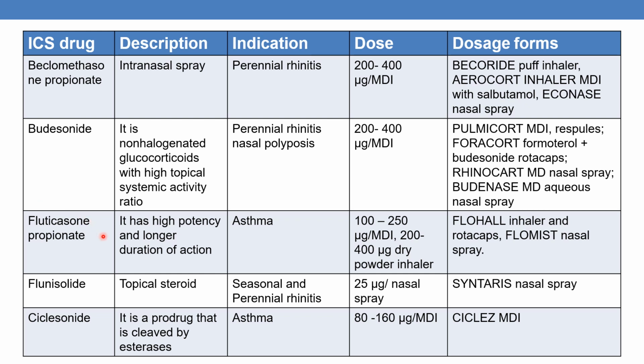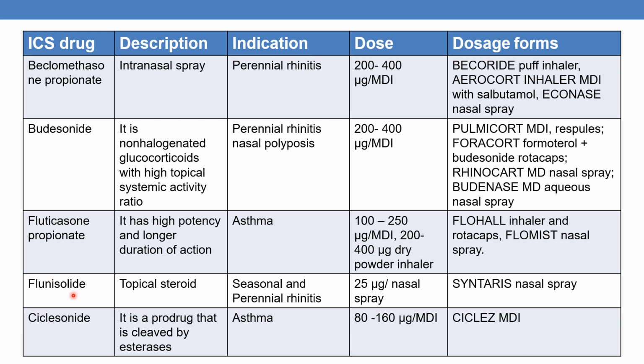The next drug is fluticasone propionate. It has high potency and long duration of action, and it is indicated for asthma. The dose is 100 to 250 μg per metered dose inhaler and 200 to 400 μg per dry powder inhaler. The marketed products are Flohale inhaler and Rotacaps, Flomist nasal spray.